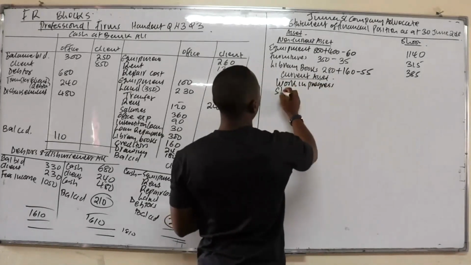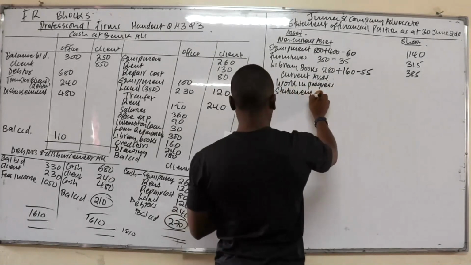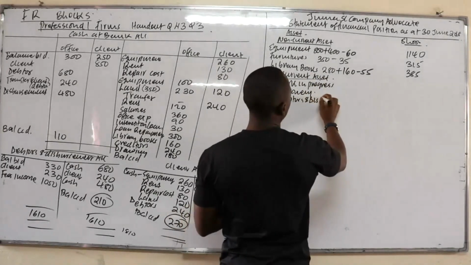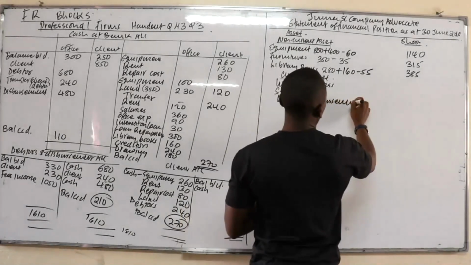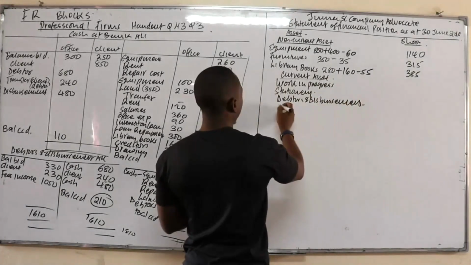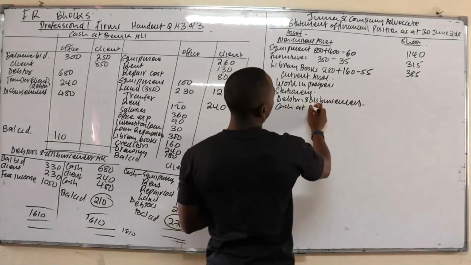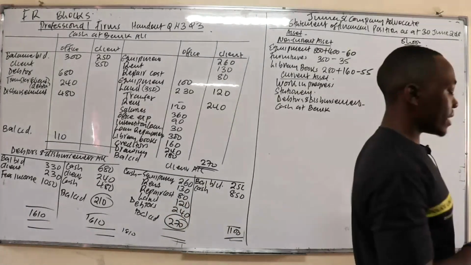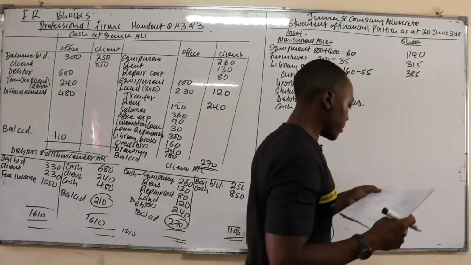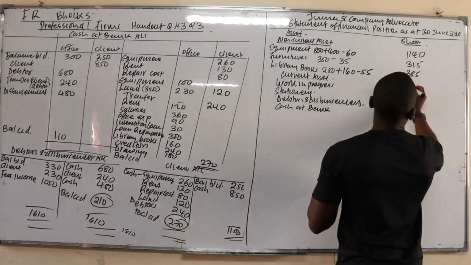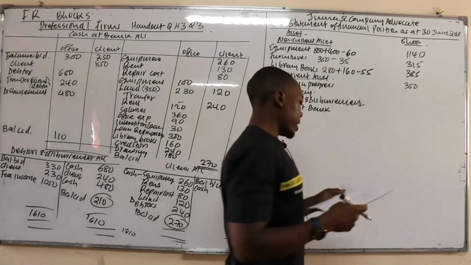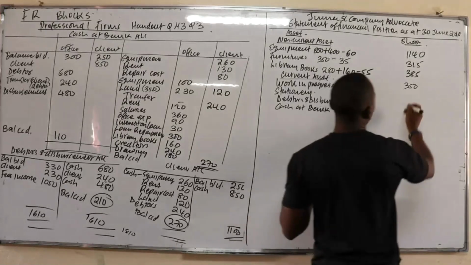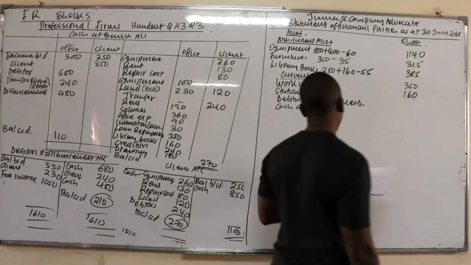Then we had stationery. Then we have debtors and disbursement. And then we have cash at bank. For the work in progress, you take the balance at the end. That's courtesy of note number 12, which was 350. Stationery, still at note number 12. You take the balance at the end, and at the end it was valued at 160.